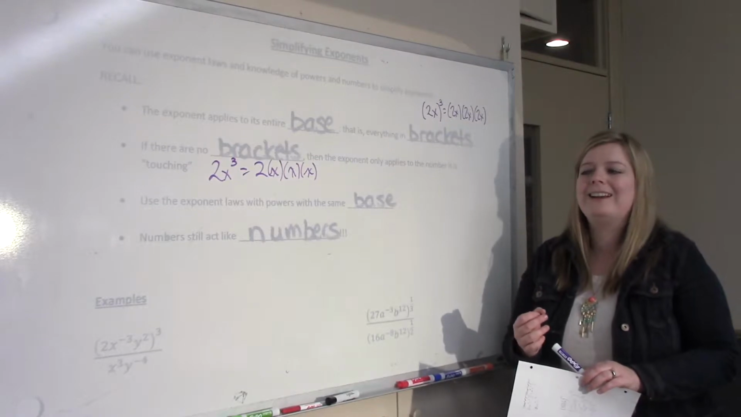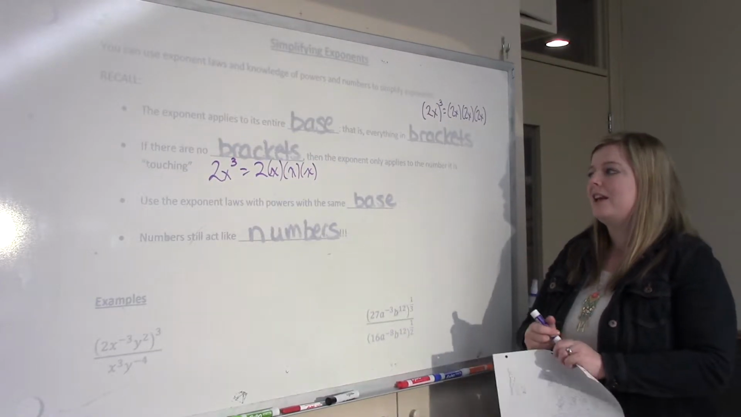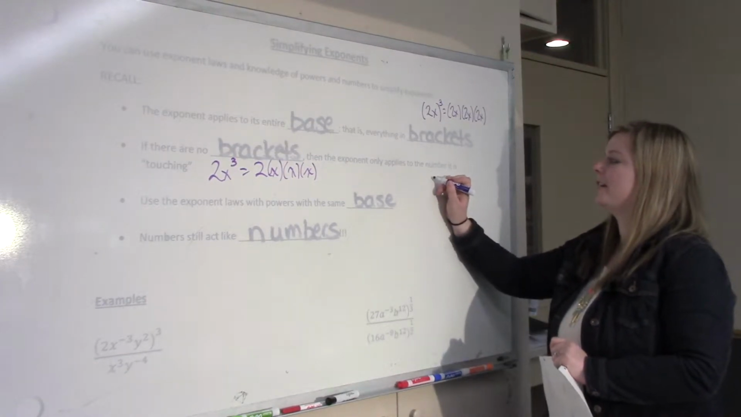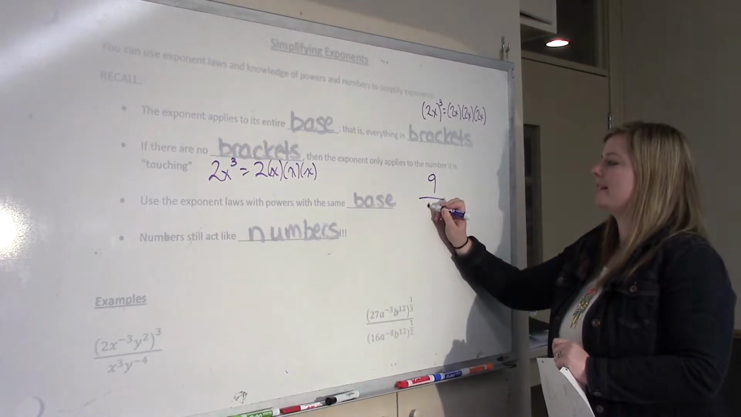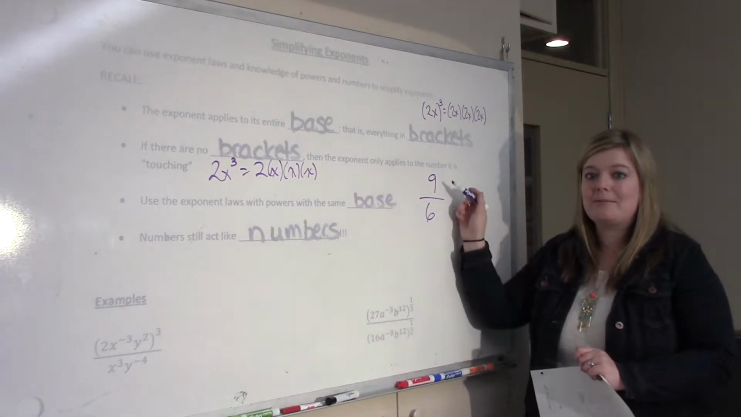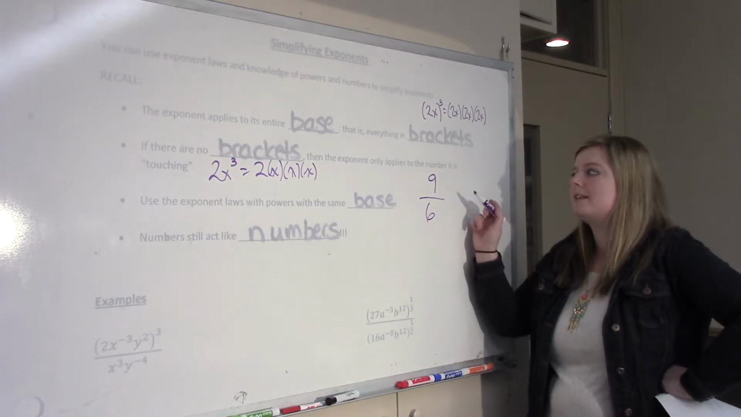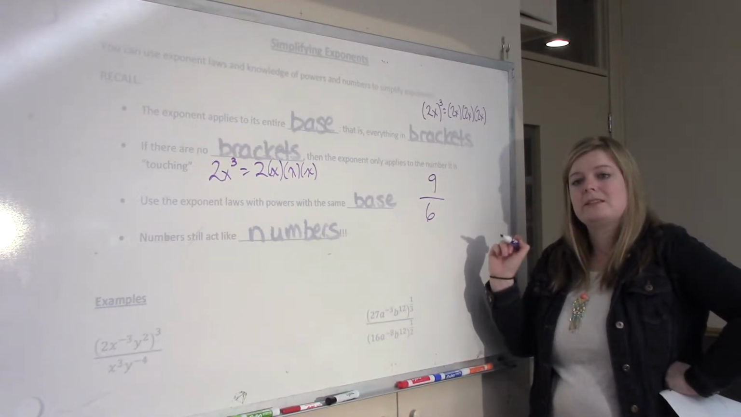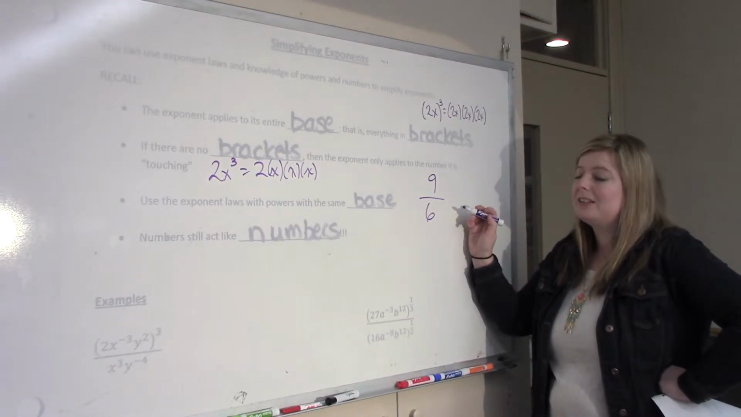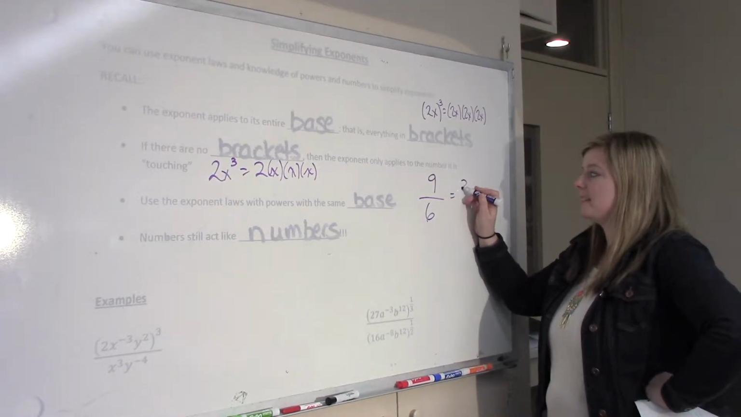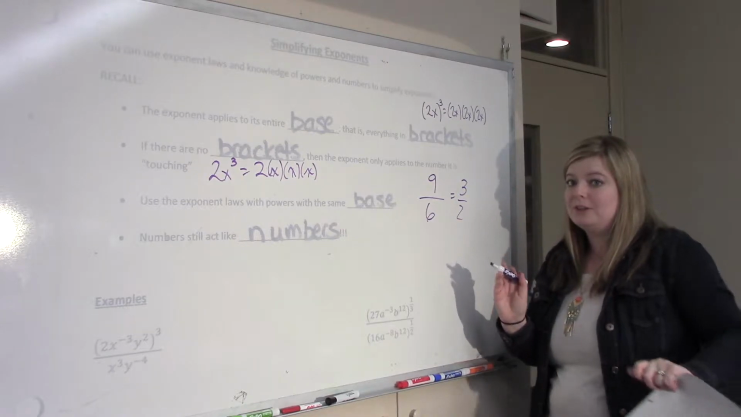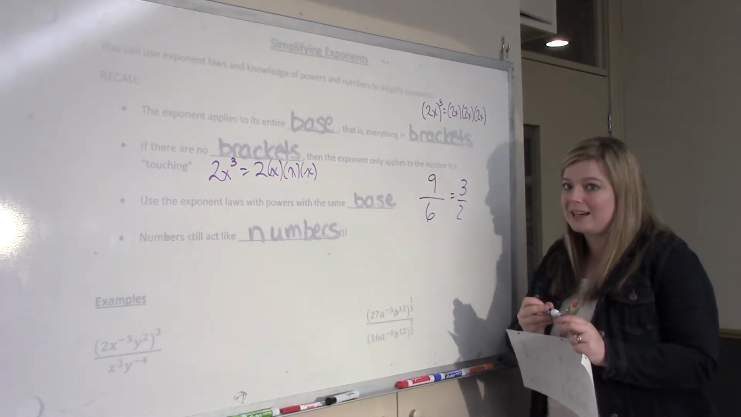So remember, numbers are just numbers. If you have something like 9 divided by 6, you can't just say 9 minus 6 is 3. That's what people start doing, because in the exponent laws, you subtract the exponents when you divide. Remember, this is still a number. 9 divided by 6 would just be simplified to 3 over 2. You can't just subtract them.